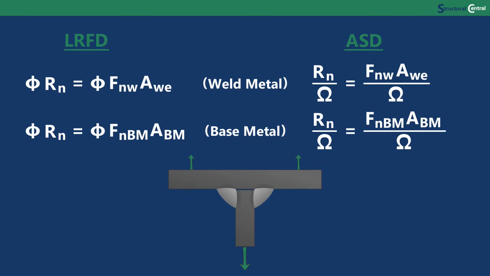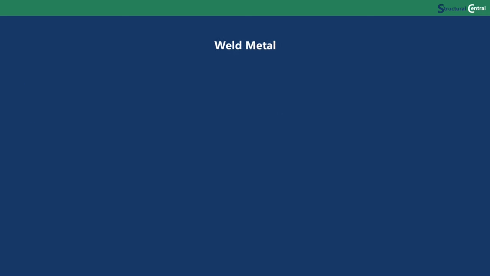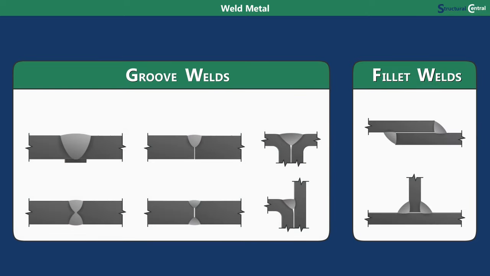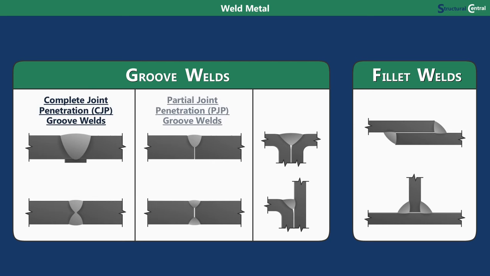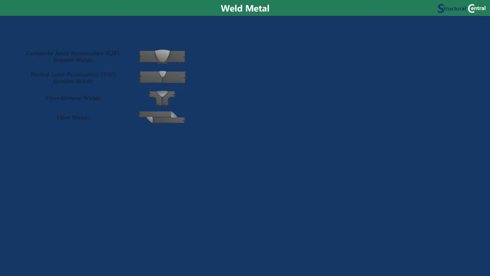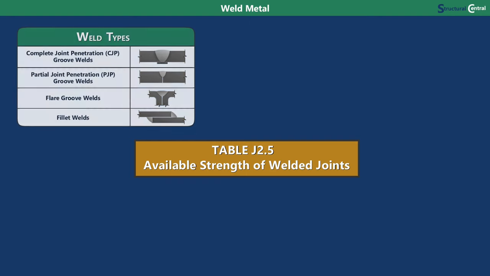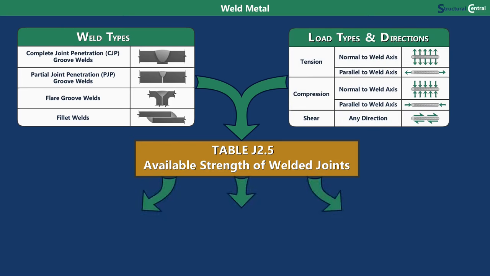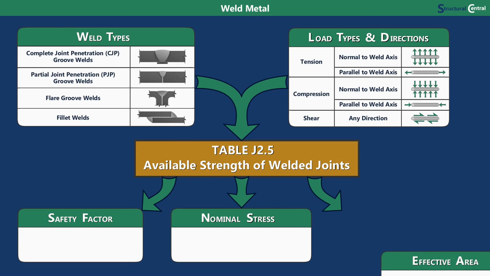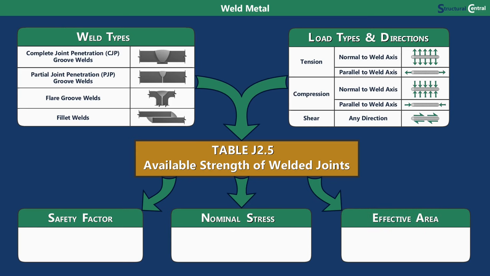Now there are a lot of details that you'll need to be aware of in order to use these seemingly straightforward equations, which I'll go over starting with the weld metal. The two most common types of welds found in structures are groove welds and fillet welds. Groove welds can be further subdivided into complete joint penetration groove welds, partial joint penetration groove welds, and flare groove welds. If you take a look at table J2.5 of AISC 360, you'll see that it includes a section for each of these weld types. If you enter the table with the weld type as well as the load type and direction, it will give you the values for the safety factor, nominal stress, and effective area that you use in the weld strength formula.